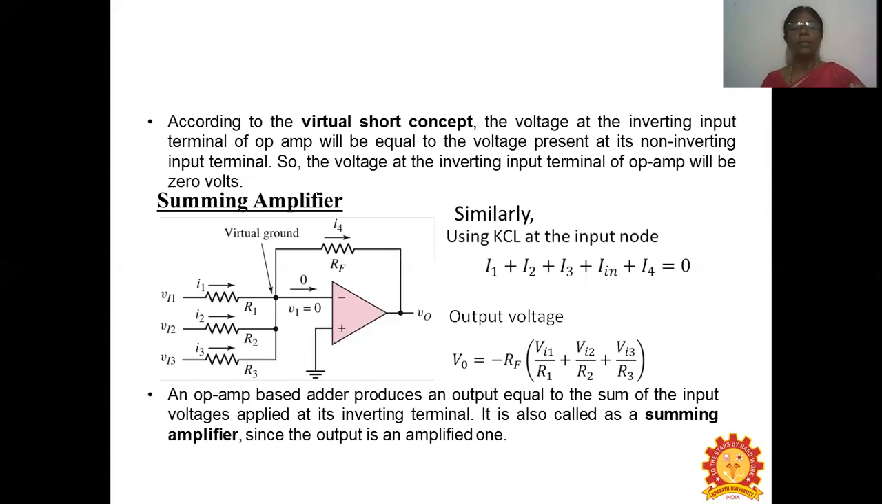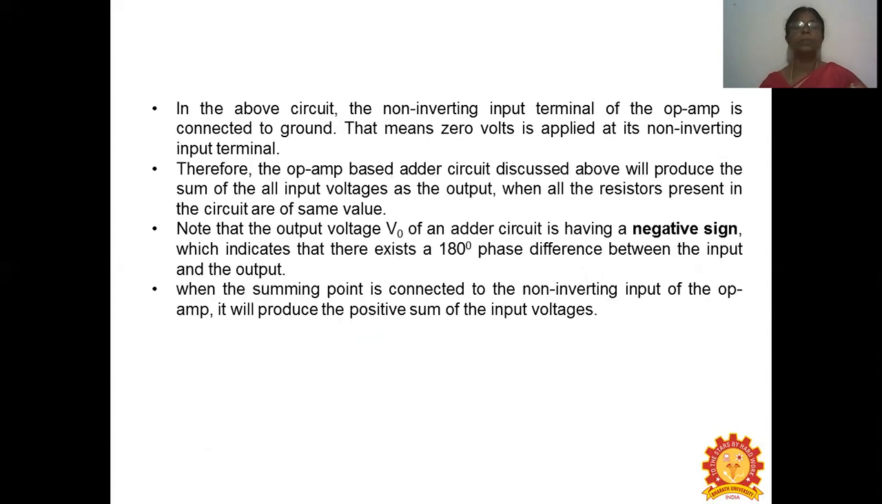This circuit is also called a summer, since the output is an amplified form of the sum of the input voltages. So in the above circuit, the non-inverting terminal of the operational amplifier is connected to ground. Therefore, the voltage applied to the non-inverting terminal of the summing amplifier is 0. Therefore, the op-amp based summing amplifier circuit produces the sum of the input voltages in amplified form as the output when all the resistors present at the input are equal.